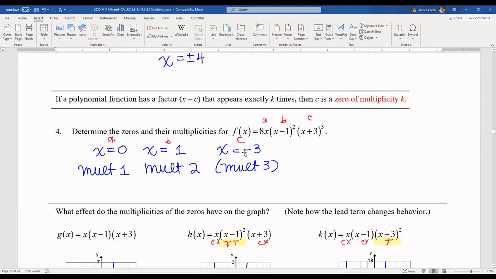Now let's look at the multiplicities of this. Well, there's a first power hidden behind this x, so it's multiplicity 1 because it's an odd power. There's an even power on this one, so it's multiplicity 2. It's going to be a touch and go. The multiplicity 1 is going to be a crossing. And for the third one, because there's an odd power here, multiplicity 3, then that means that this will also be a crossing zero.